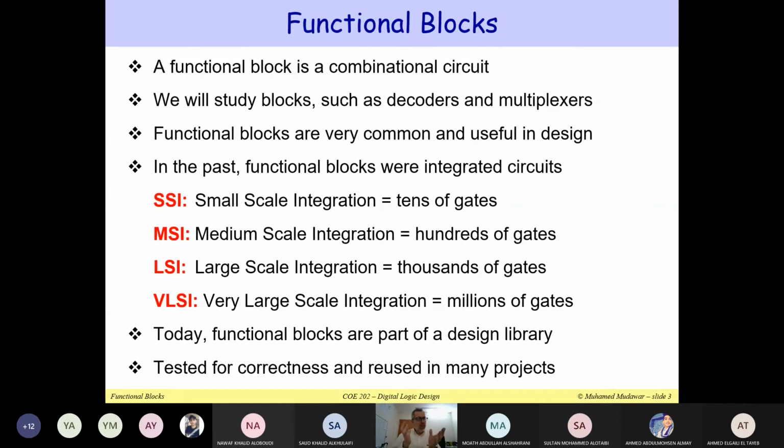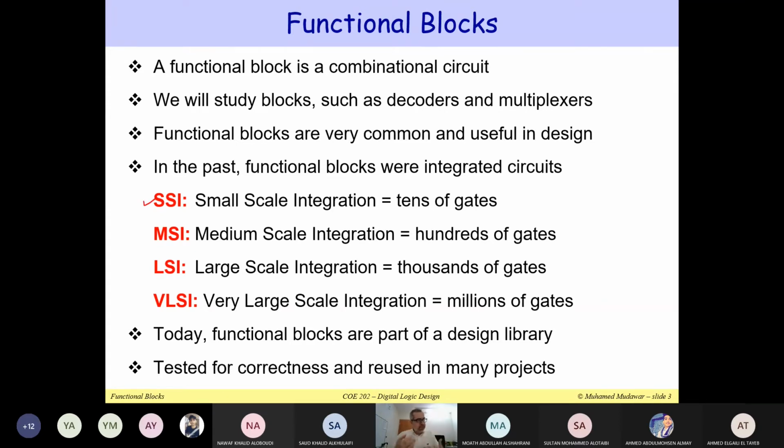In the past, people used integrated circuits. So functional blocks were implemented as integrated circuits. And you can have small scale integration, which means that you can have tens of gates on a single chip. That will be called small scale integration, SSI.